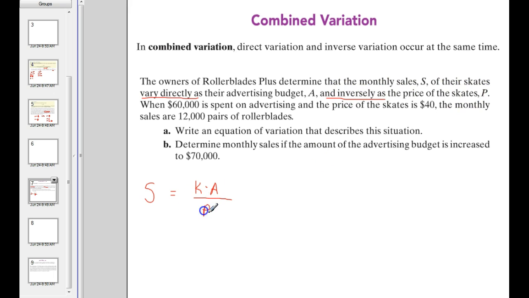Then 60,000 spent on advertising, that's A. I'm going to write it after the K, so 60,000 K. The price, P, is $40, and the sales are 12,000. There's our setup to solve for K.